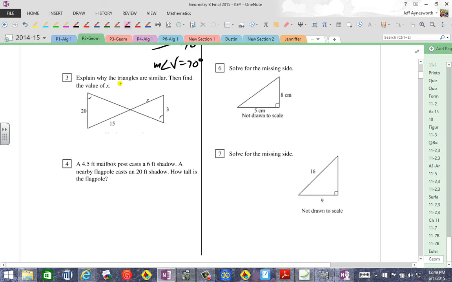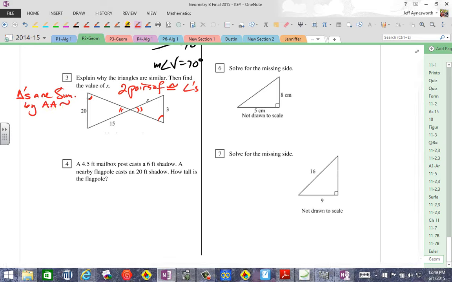Okay, number 3, explain why the triangles are similar, then find the value of x. They're similar because I see a pair of congruent angles here, and I see another pair here. So because we have two pairs of angles, they're similar by angle-angle similarity. Because of that, that tells me that ratios of corresponding sides are proportional.